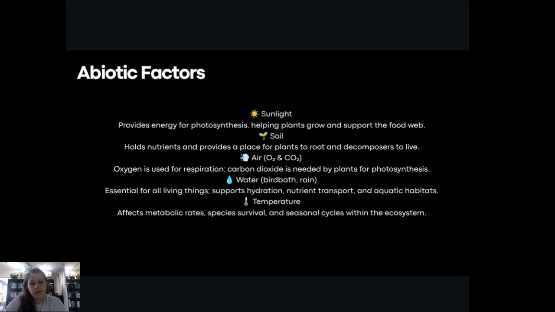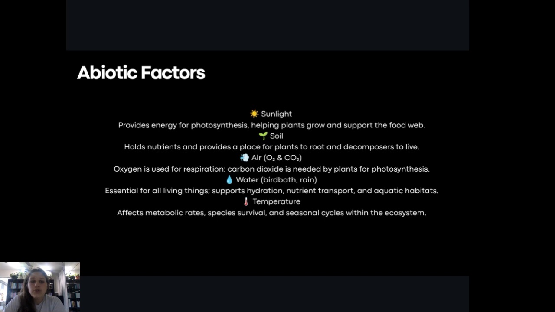Here are some abiotic factors. Abiotic factors are non-living things that shape the environment. Here are 5 important ones in my ecosystem. Sunlight, which provides energy for photosynthesis, helping plants to grow and support the food web. It fuels photosynthesis and provides warmth.